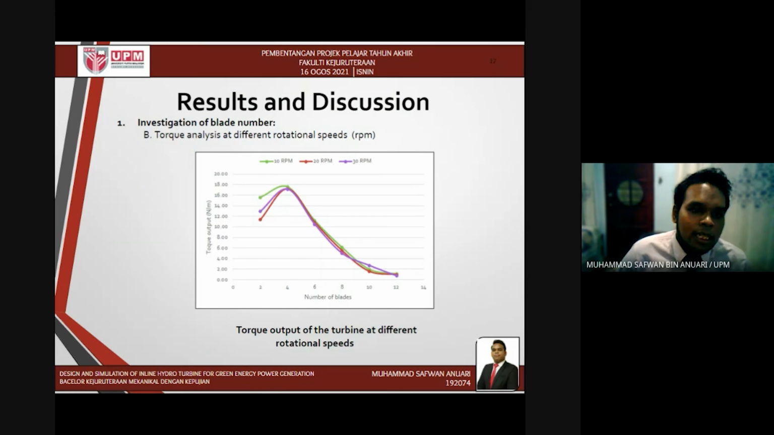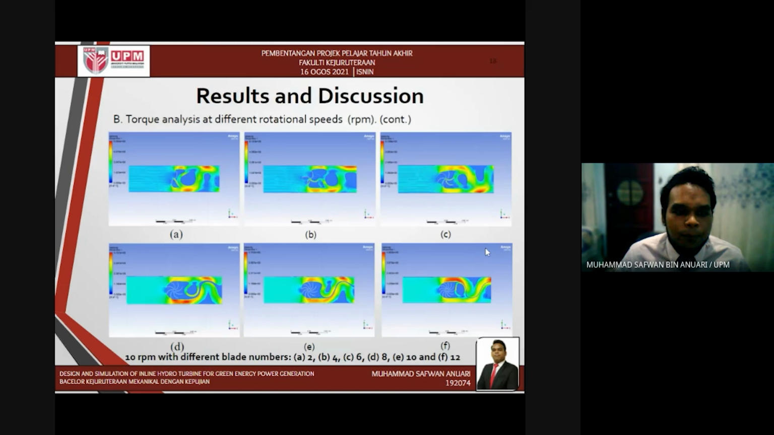Secondly, the result of the study is the torque analysis at different rotational speeds. Based on the graph, it can be seen that each of the turbine blades performs differently at different rotational speeds. The torque output shows the highest torque generation at 10 RPM for the 4-bladed turbine. Based on the figure, it can be seen that a major portion of the flow hits the concave side of the 2, 4, and 6 turbine blades, which results in higher torque production of the turbine. Similarly, the same phenomenon occurs for the turbine rotating at 20 and 30 RPM.